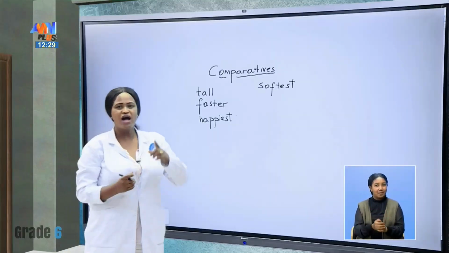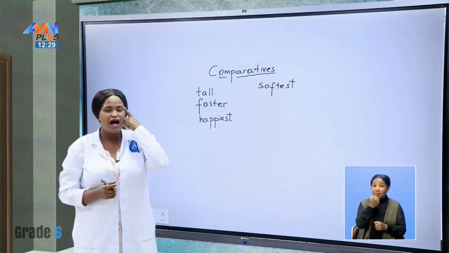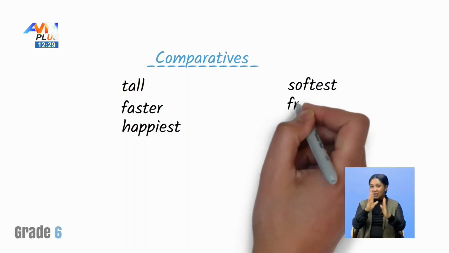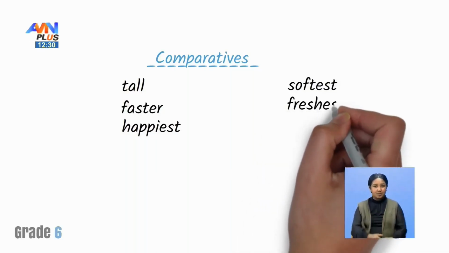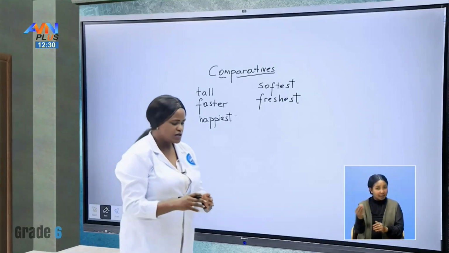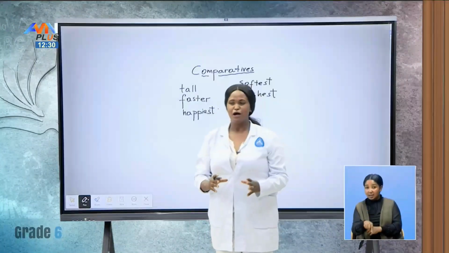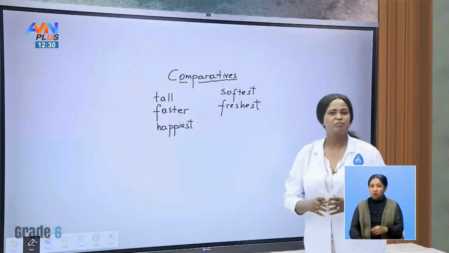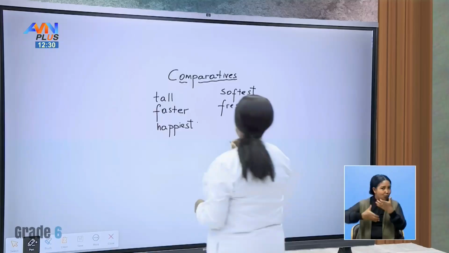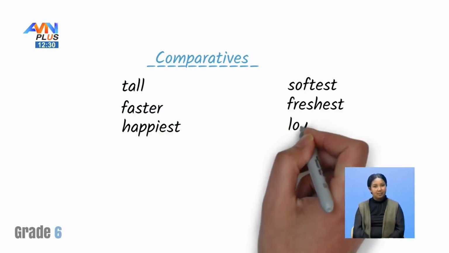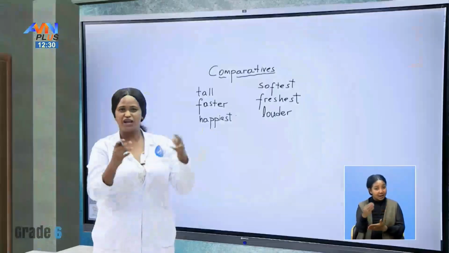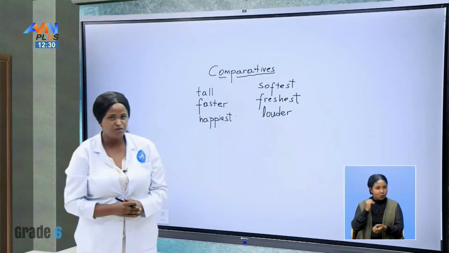Wonderful. Oh, I forgot about the apples. How were the apples? Freshest apples. Very good. Yes, freshest apples. And unlike the other days, Max, the dog, how was he barking? Do you say louder? Good. He was barking louder. Yes, these are a lot of adjectives we remember from the story.